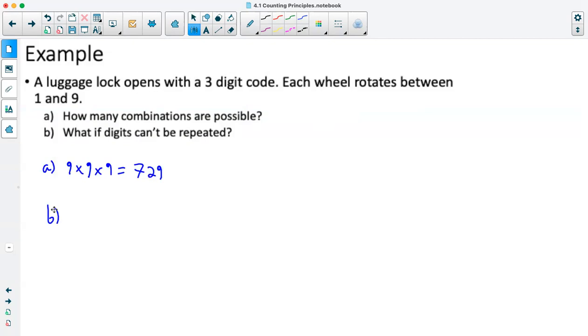B is a bit more interesting because we can't repeat any of the numbers. So for example, we can't have, say, 2 twice in it. So that means we're actually going to have 9 options for our first digit. But then because we've used one of the digits, that leaves us with 8 remaining. So we'd have 9 times 8. Now we've used 2 digits, so we're down to 7 remaining digits. So we've got 9 times 8 times 7. So we have 504 possible combinations. So if we can repeat digits, we have 729 combinations. If we can't, it drops to 504.